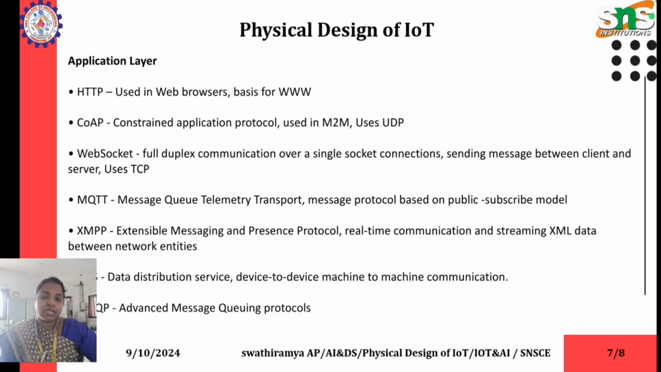Next comes XMPP, the Extensible Messaging and Presence Protocol, used for real-time communication including messaging, presence information, and contact list maintenance. This is what we use for instant messaging apps. WhatsApp and other instant messaging apps use XMPP. It is used for real-time data communication, and it has to maintain the status and the contact list also. The next protocol is DDS, the Data Distribution Service.